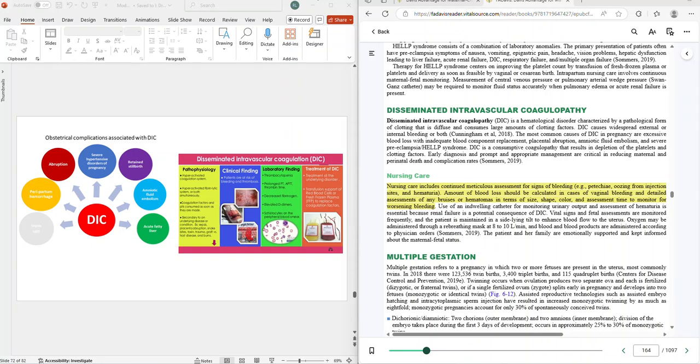Okay, so I'm going to pick back up on DIC. This is part 2 of chapter 6. So make sure, Wink and Lollipop, that you understand this nursing care. They're going to be bleeding from every orifice, even their eyes, nose, ears. It's really, really bad. They have petechiae, oozing from injection sites, hematuria, everywhere. Okay.